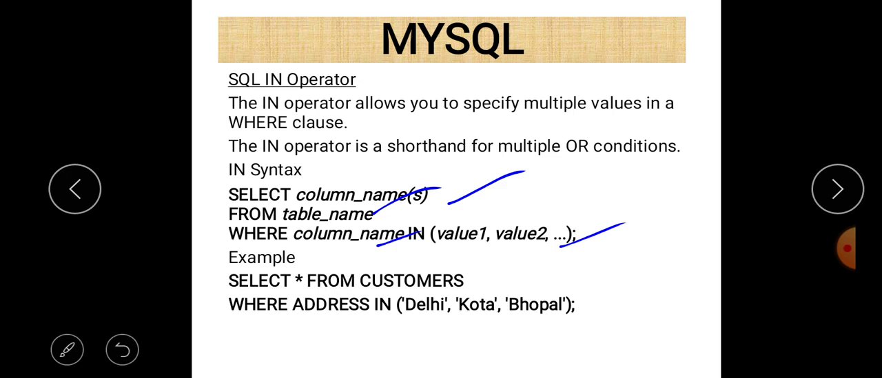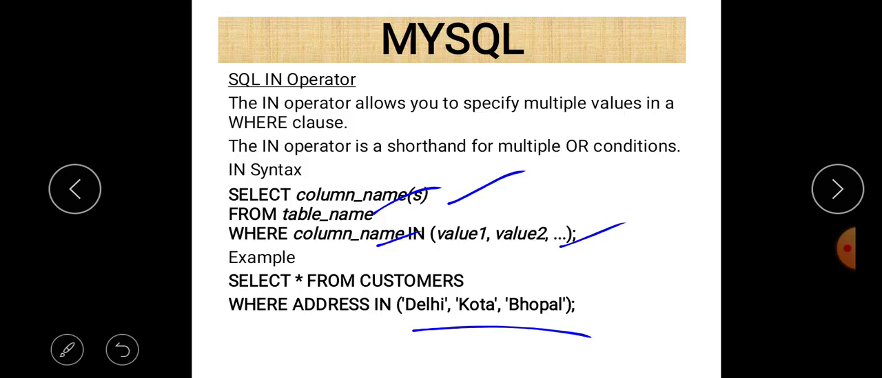For example, if you want to select an address, you can use the IN operator just like that. Select star from customer where address IN Delhi, Kota, Bhopal. There are three addresses, so only the rows whose address belongs to these three values will be selected in that case. That is the use of the IN operator.